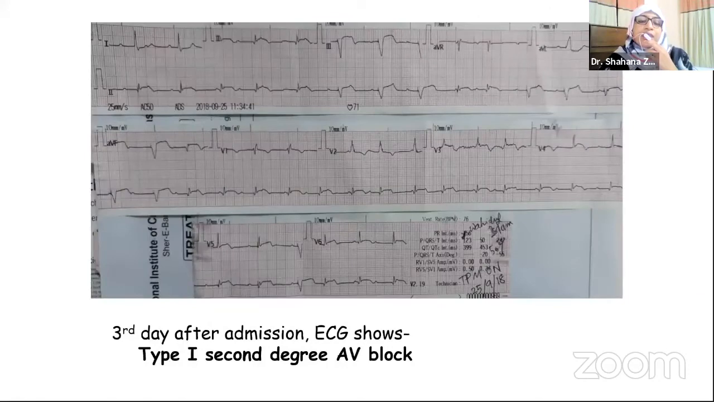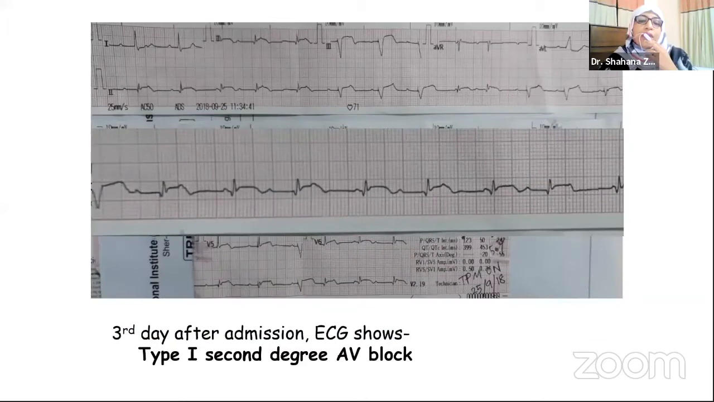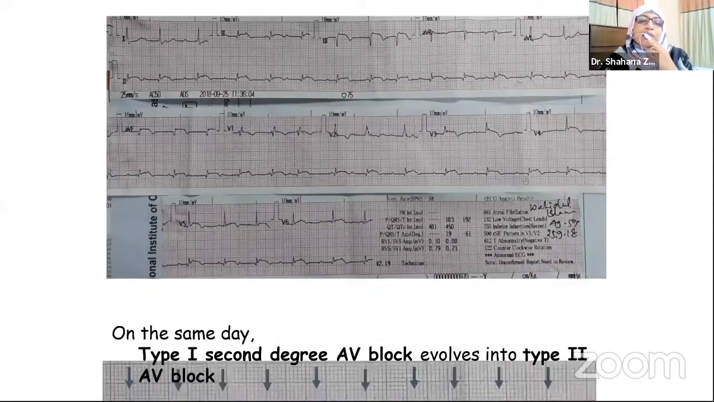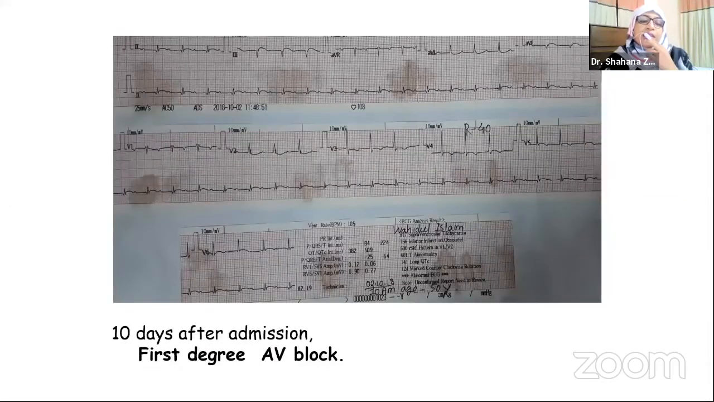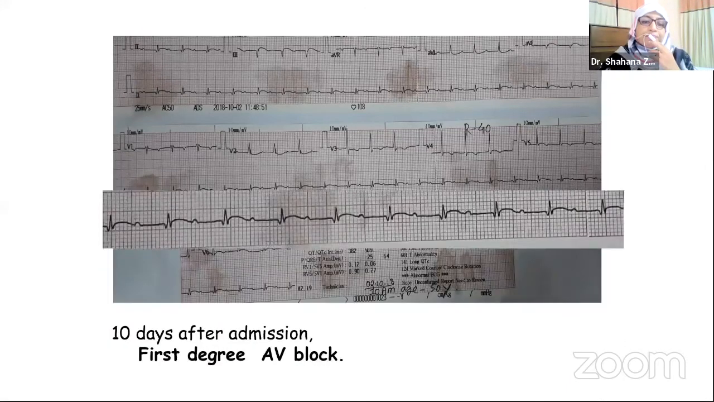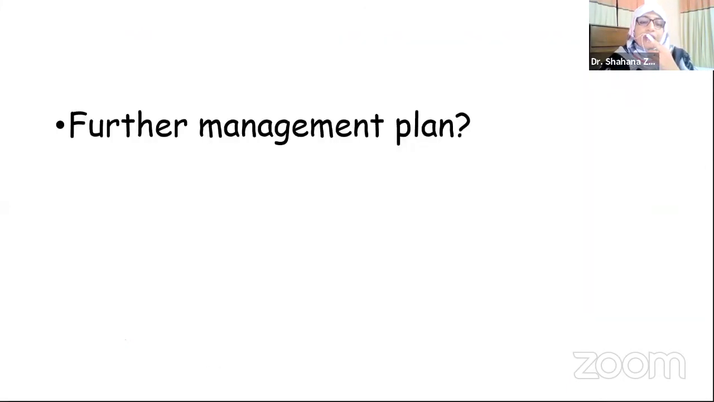Third day after admission, ECG shows type 1 second degree AV block, but on the same day, the patient developed 2:1 AV block. 10 days after admission, the AV block is reverted, but only first degree AV block remained. Now, what should be the further management plan for this patient? Can you go back to the first ECG, please?